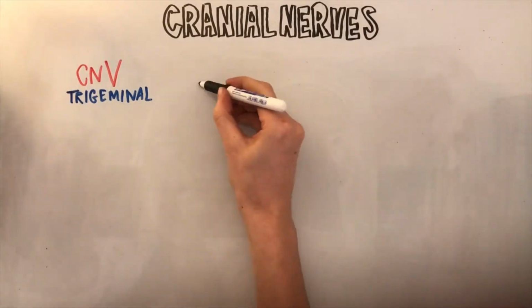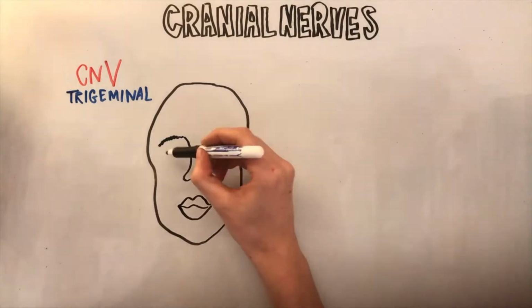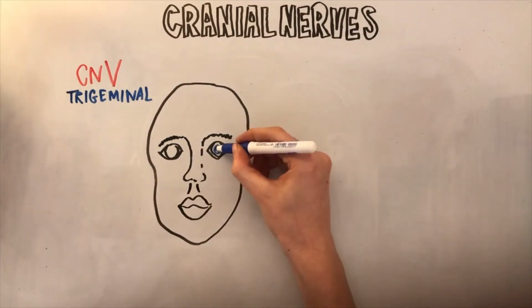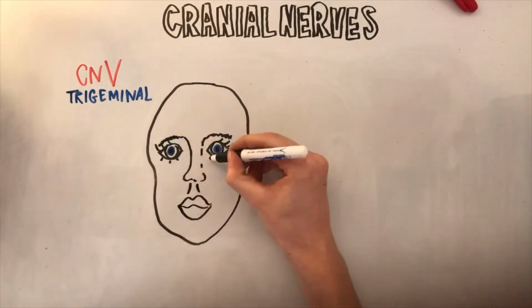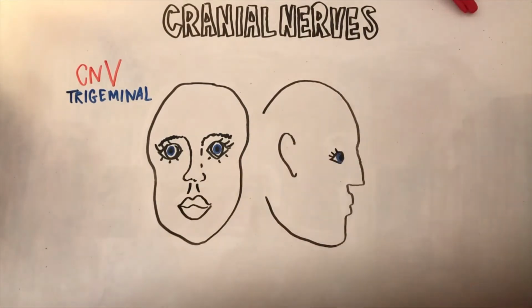So far, all the nerves that we've covered have been either sensory or motor, but the trigeminal nerve is both. It's usually remembered for its role in sensation of the face, but you mustn't forget that it also controls the muscles of mastication, or chewing, and that's its motor component.